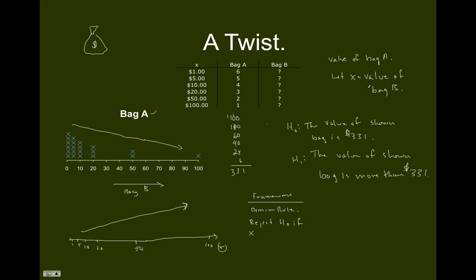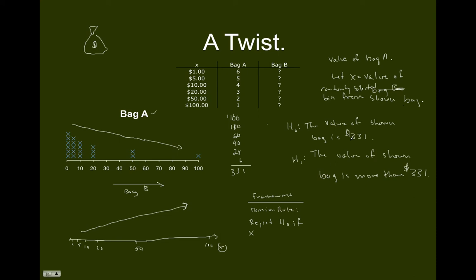Now, I got a little bit of a problem here because I defined X as a value of bag B, and I should change this and be more correct. The way I'm describing this hypothesis right now, X is really the value of a randomly selected single random bill. And it's not from bag B, it's from the shown bag. Okay. And sometimes we have to modify things as we go along like this to be very correct and specific.